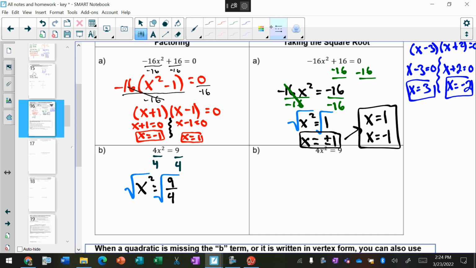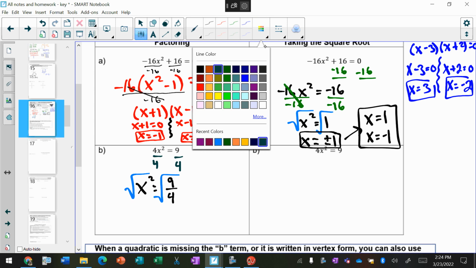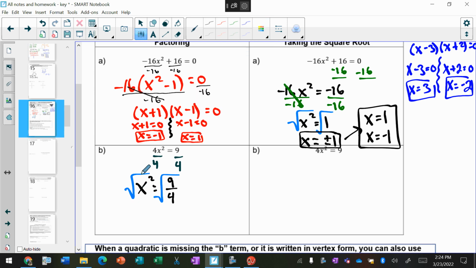As in the past, the square root and the x squared cancel each other out, getting us just to plain old x. When you do the square root of a fraction, you can separate the square root of the top from the square root of the bottom. So you can do the square root of 9 and then the square root of 4 and include the positive option and the negative option. I'm going to write it a little bigger for you.